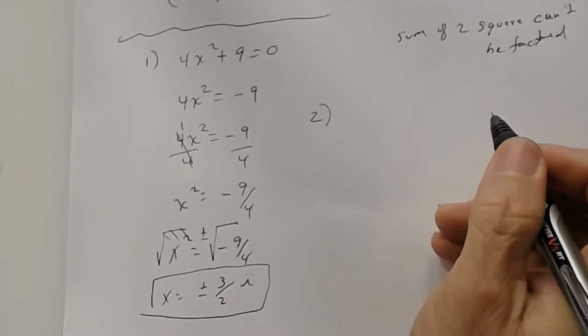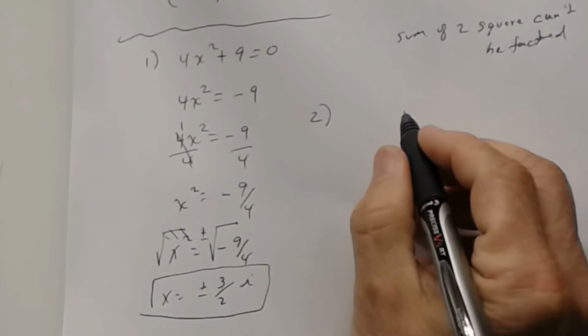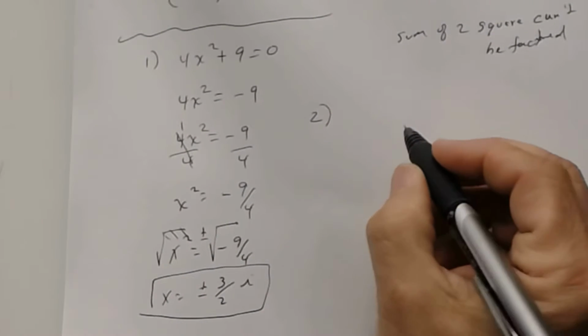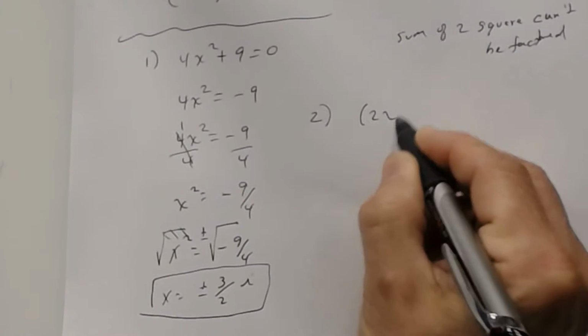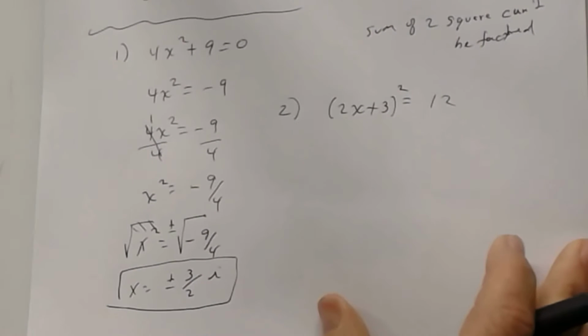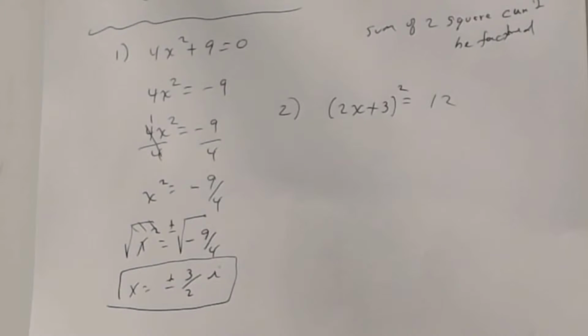Okay, number 2. Let's suppose you had this one: (2x + 3) squared equals 12. Can I use the square root property? Yes, because you have an expression being squared equal to a number. So the quickest way to do that is to use the square root property.